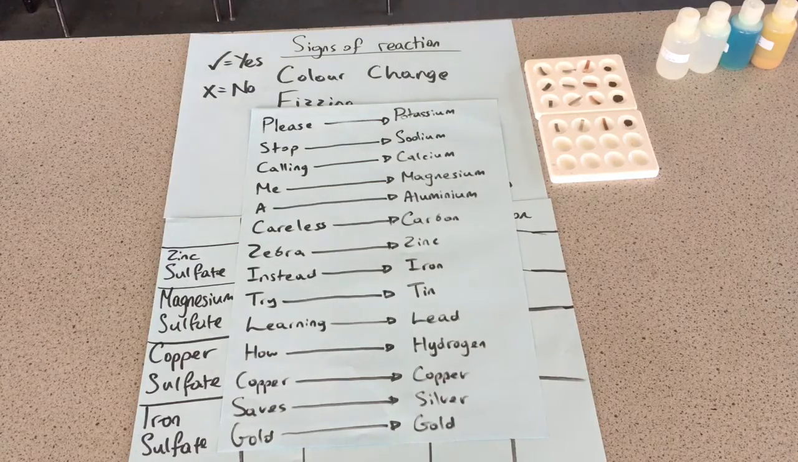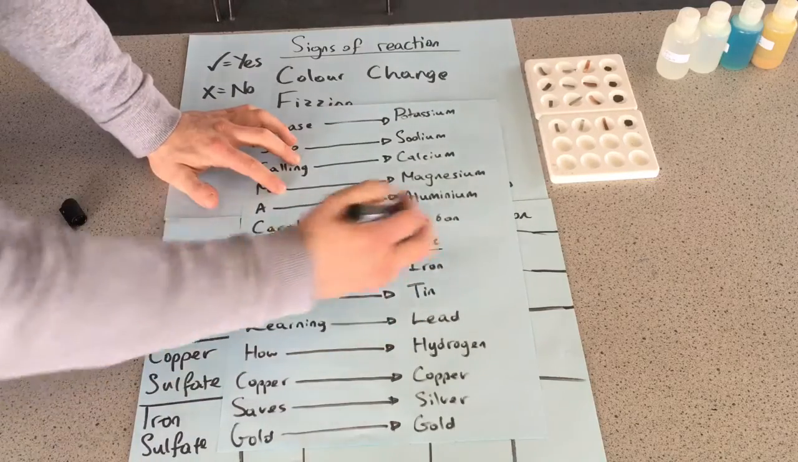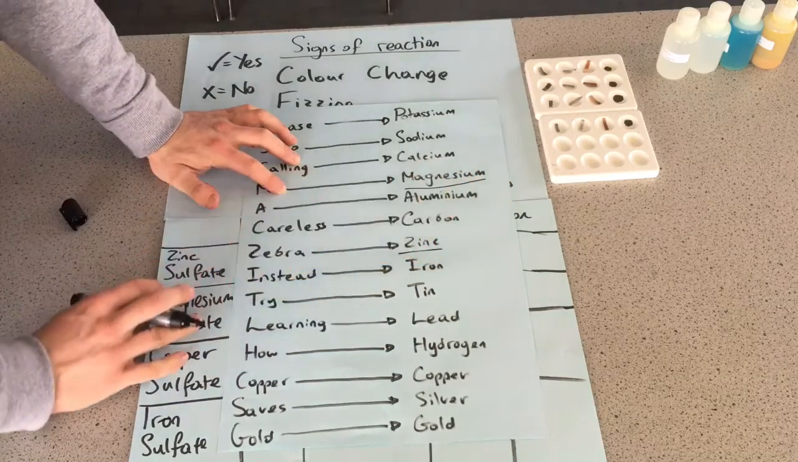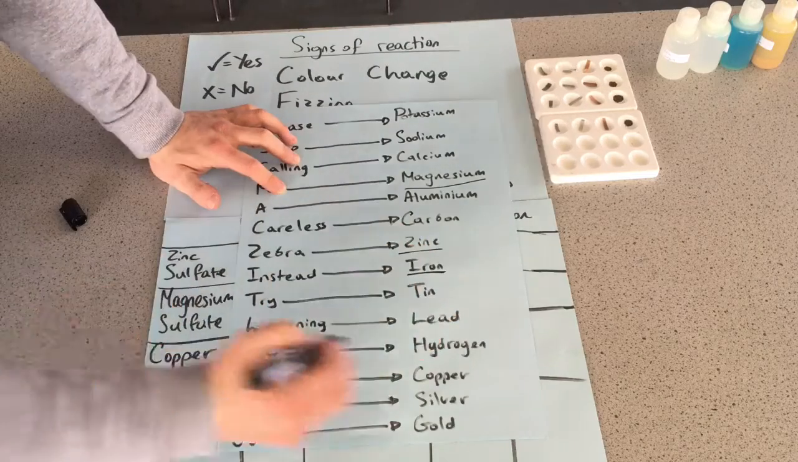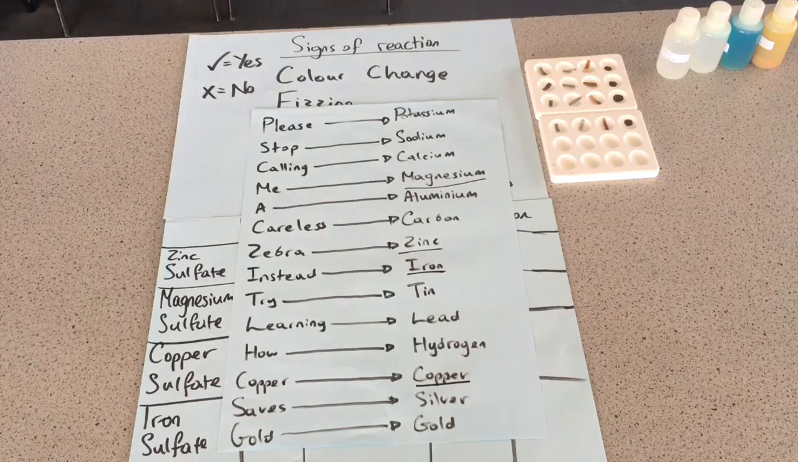Now we're going to look at comparing the reactivity of four metals: zinc, magnesium, iron, and copper. And we're going to look at this in what we call a displacement reaction. A displacement reaction is where a more reactive chemical comes along and steals from a less reactive chemical. We're going to model that using this well plate here.